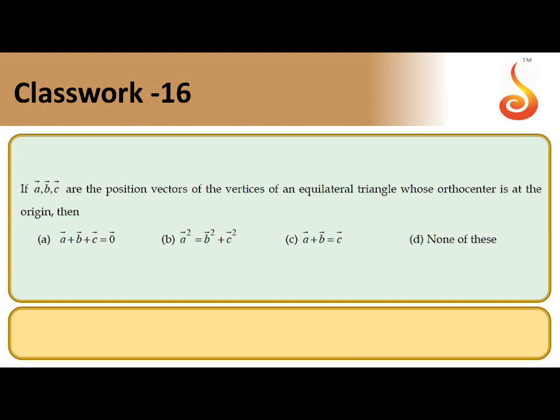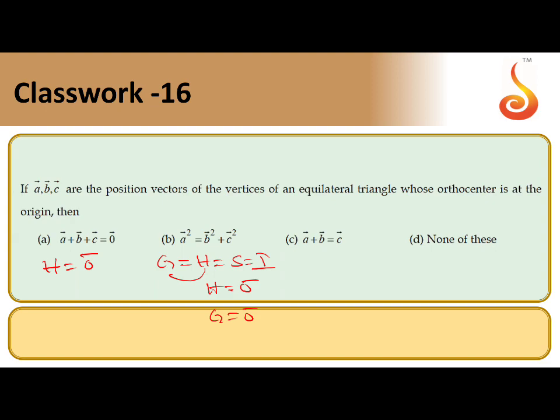The next question, A, B, C are position vectors of vertices of an equilateral triangle whose orthocenter is given as the origin. Then what is the correct answer? In an equilateral triangle, generally the centroid, circumcenter, orthocenter and incenter are equal. So orthocenter is the same as centroid only. Here the orthocenter, you can take H, is given as the origin. So in an equilateral triangle G equals H equals S equals I. But H equals what here? G. So H equals 0 bar, and G is also 0 bar.